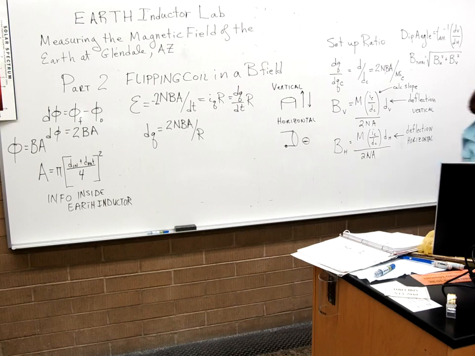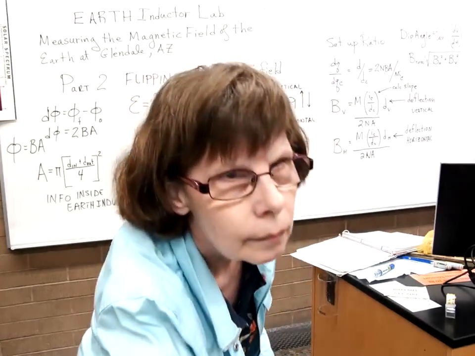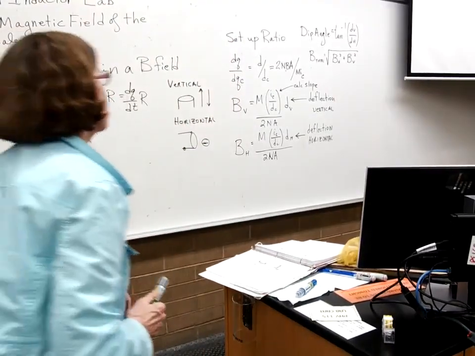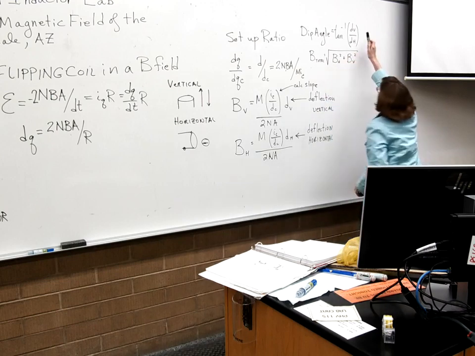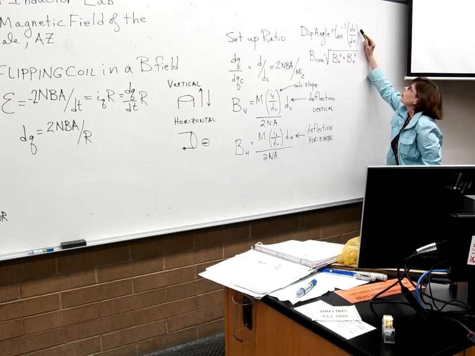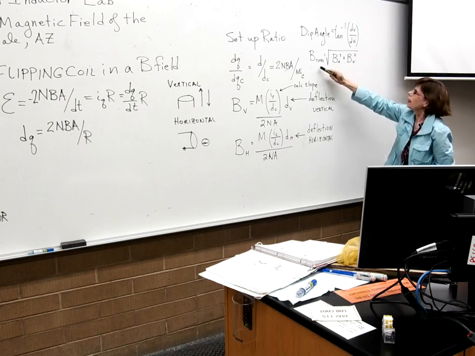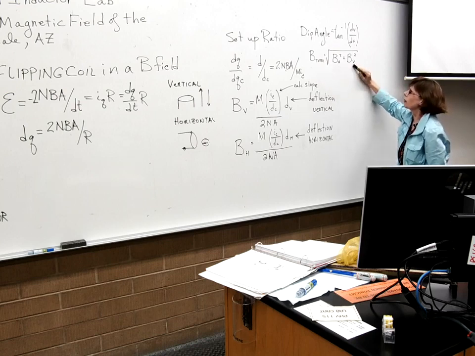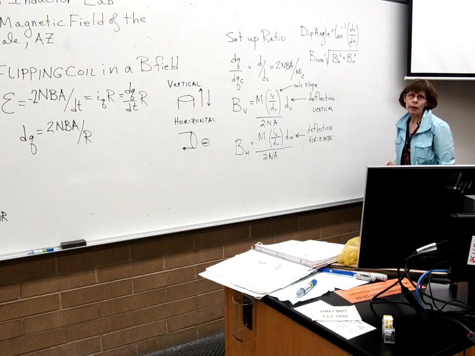So to get the dip angle, we would have to take the inverse tangent of the vertical deflection over the horizontal deflection. And then to get B total, we square the B field horizontal, square the B field vertical, take the square root. That would be B total.